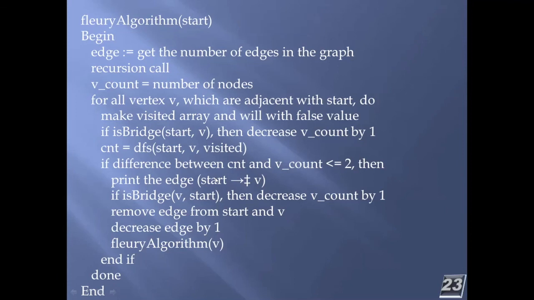Then I am calling the isBridge function again. If it returns true, then I will decrease the number of vertices by 1. This means this edge is already used and removed. Then I will decrease the number of edges by 1. Then again, recursively, I call the Fleury algorithm function with the parameter adjacent node v. By calling this function recursively, it will print the desired Euler path, and we will see the output in the console.